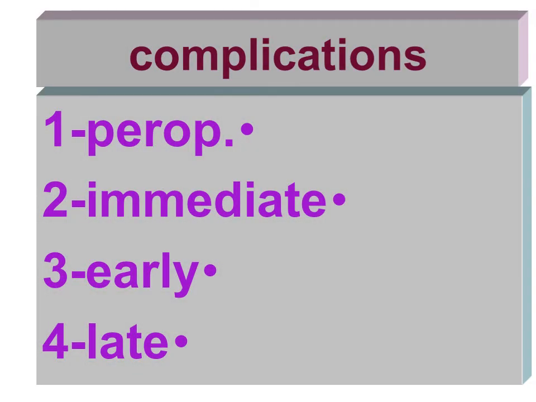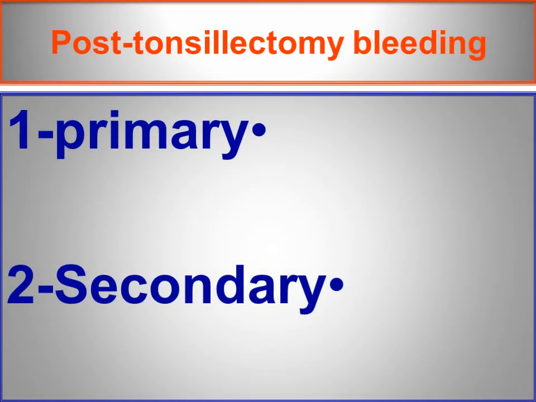Now, we'll talk about the complications. There are a lot of complications. The most important one for you is bleeding, post-tonsillectomy hemorrhage. The post-tonsillectomy bleeding is either primary or secondary. Primary is also named reactionary. Some say reactionary is different from primary, but to make it easy, there is primary or secondary.